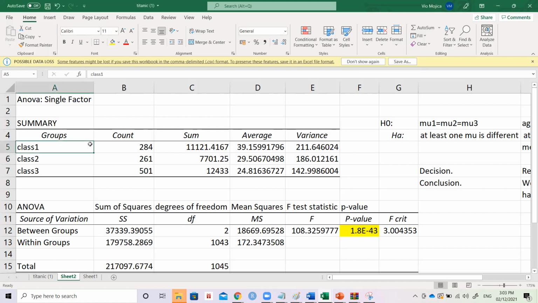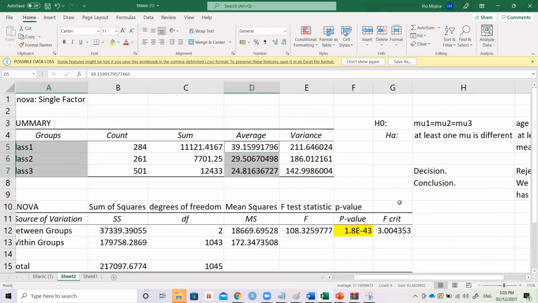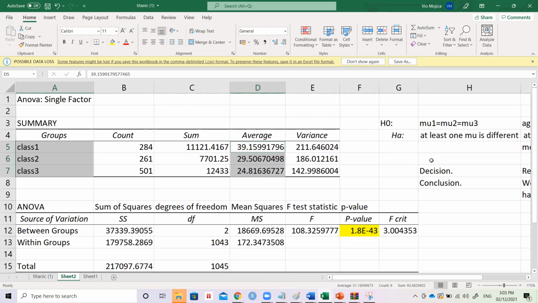If you can see right here, these are the 3 passenger classes. You have descriptives as well. So 39 is the average age for class 1, 29 for class 2, 24 for class 3. So I think it's clear. Class 1 passengers tend to be a bit older as compared to the others. So that's why the descriptives and the inferential support each other.